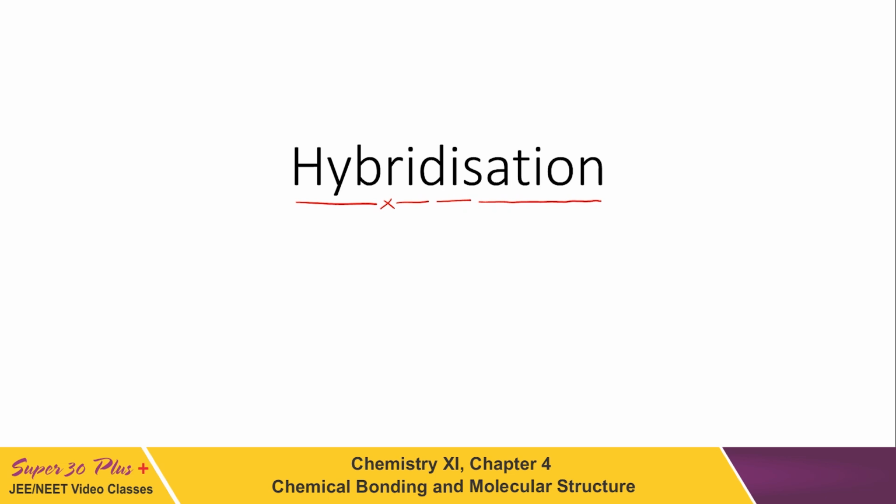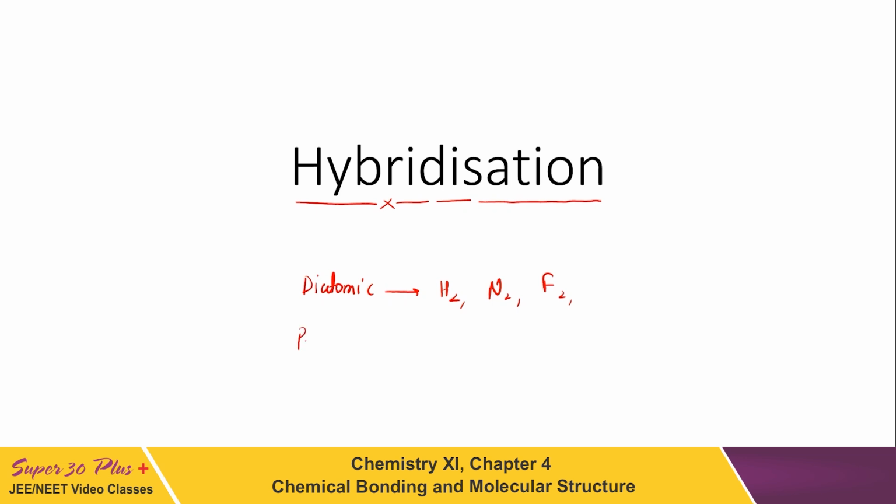Now see, those species which are diatomic. What do you mean by diatomic? Diatomic species like hydrogen, like nitrogen, like F2 and others. The concept of overlapping is sufficient enough to explain bonding.